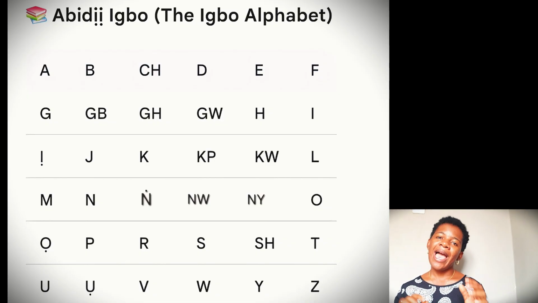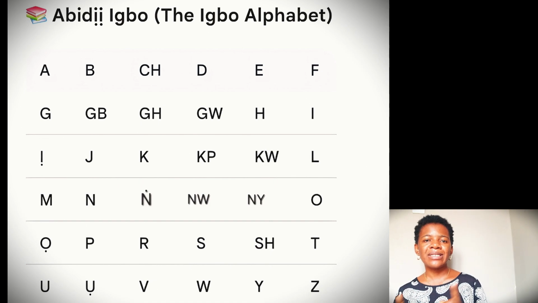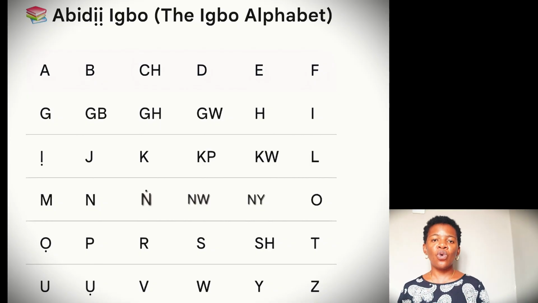Let's do that again. A, B, Ch, D, E, F, G, B, R, W, H, I, J, K, B, W, L, M, N, R, W, N, O, P, R, S, Š, T, U, V, W, N, Z. That is the 36 Igbo alphabets that I have read out to you now.